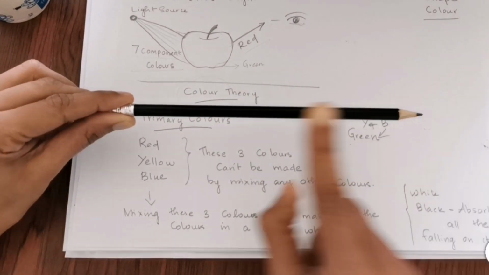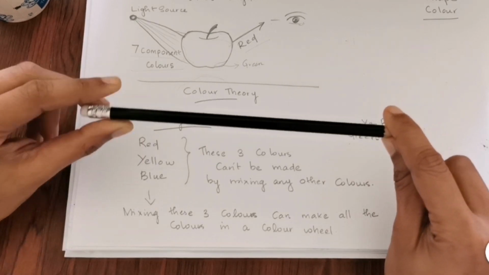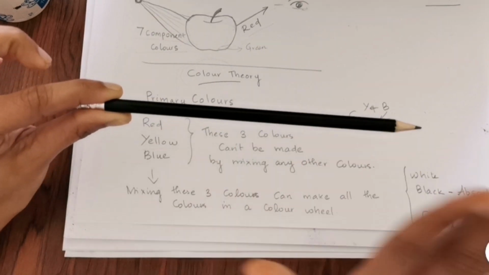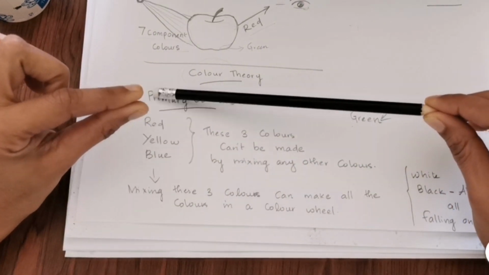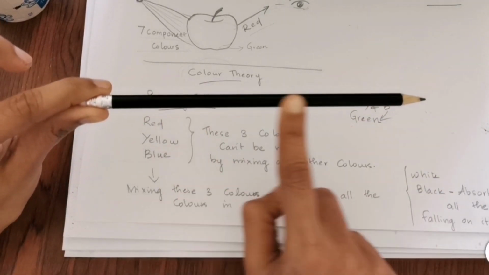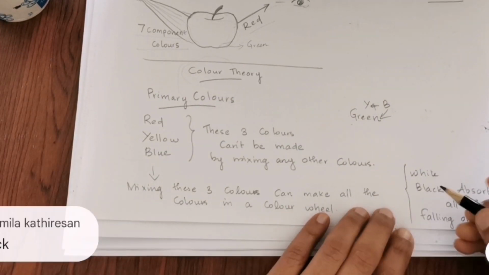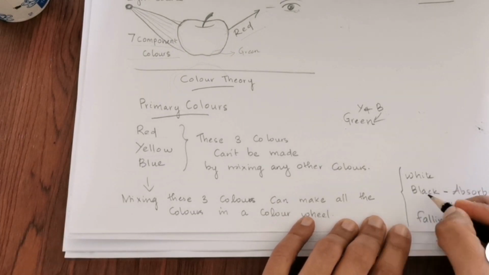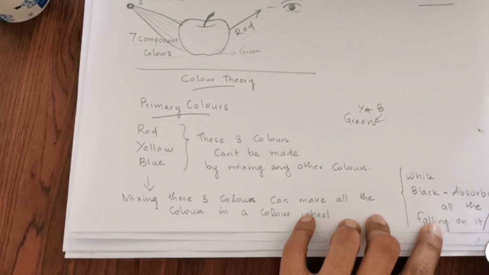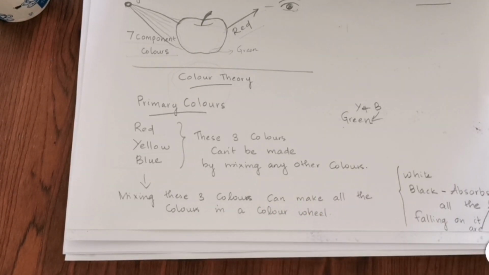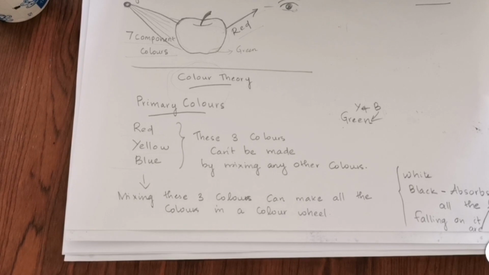For example, this pencil. Over here some light is falling, and this area is completely absorbing all the spectrum in the light. The 7 component colors are completely absorbed, so it is visible as black. Black and white are not considered colors, but are shades, highlights, tones and values. These things we will learn in the upcoming batches. Just note that black is not reflecting any color, and white is complete reflection of all the shades together.